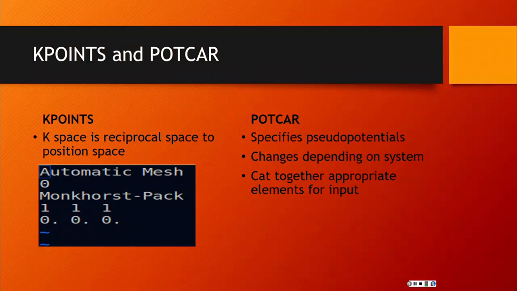And then down here, the 1 1 1, that tells you how many subdivisions there are in each lattice vector. So since all three are the same, there's the same amount of subdivisions in each direction. If this were a 3, there'd be more subdivisions in this direction than the other two. And then this bottom line with the zeros, that's the shift in k-space. Right here it's set to 0. I've never done it with anything else.